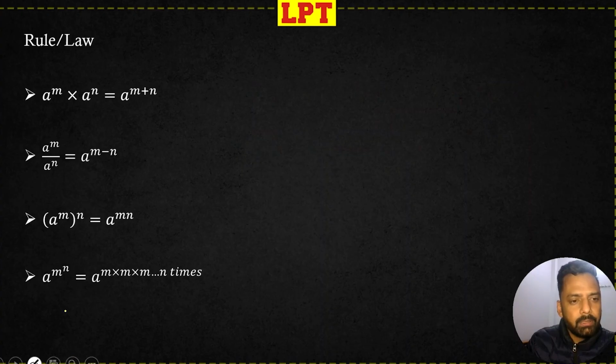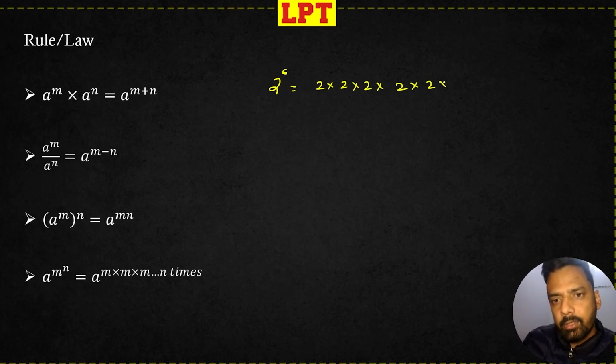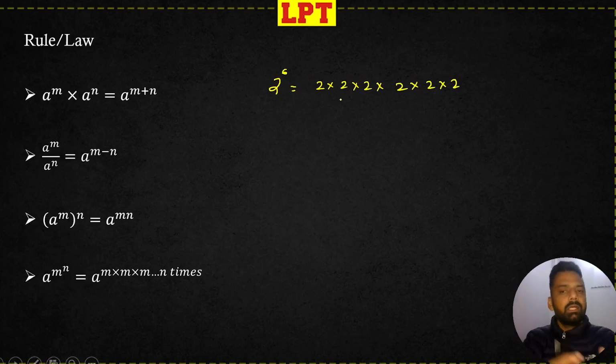Now let's focus on these two things. The third law is a to the power m whole to the power n, right? And here we see a to the power m raised to the power n. So there is a difference between the two. One thing we need to understand: when I say 2 to the power 6, it means that 2 is being multiplied 6 times, right? It simply means that 2 is being multiplied 6 times.